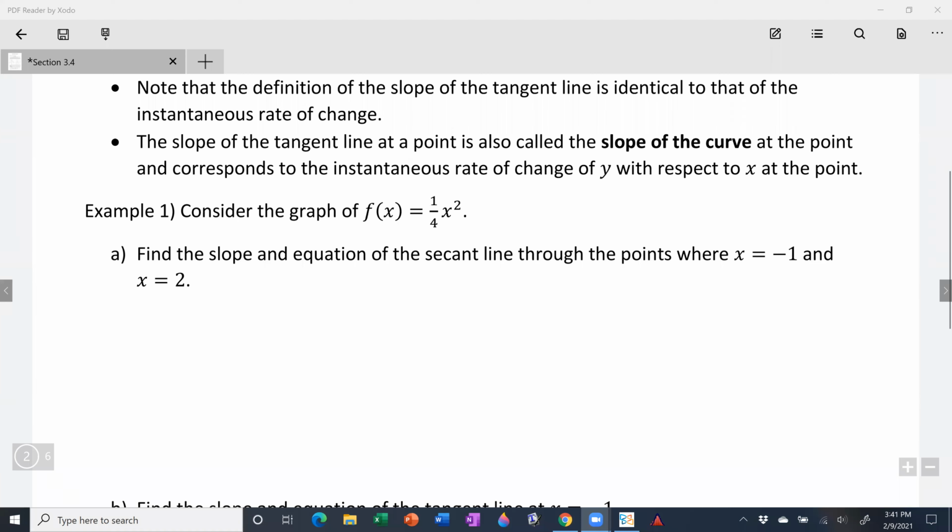All right, let's continue with section 3.4 and the derivative. Okay, in example 1, let's consider that same graph that we were just looking at with Desmos, 1/4 x squared.